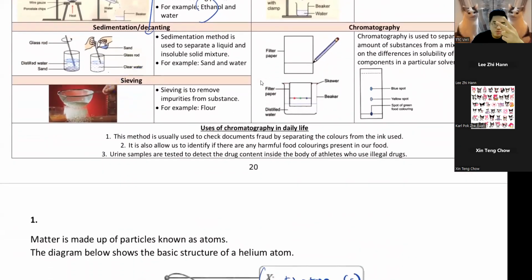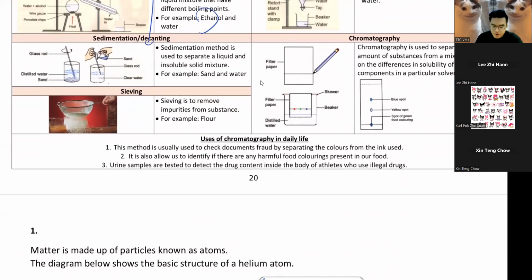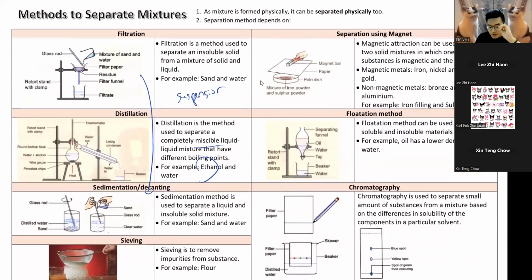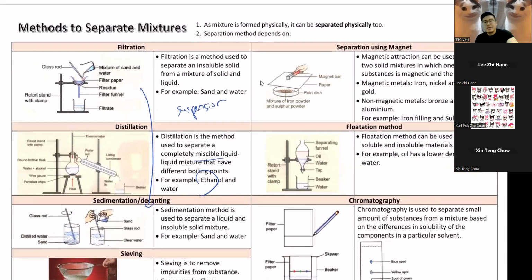Sieving is to separate two different solids, for example flour, to remove impurities from a substance. Next, separation using a magnet. This is for two solids, where one is magnetic and one is not, to separate a magnetic substance from a non-magnetic substance. Magnetic materials include iron, nickel, and cobalt. These three are magnetic. Gold is slightly magnetic, so you can kind of put it here.